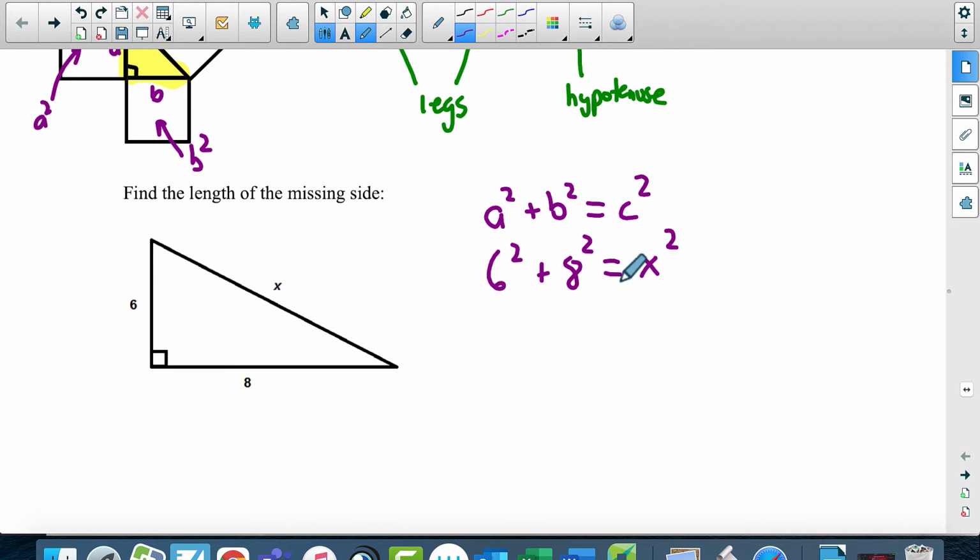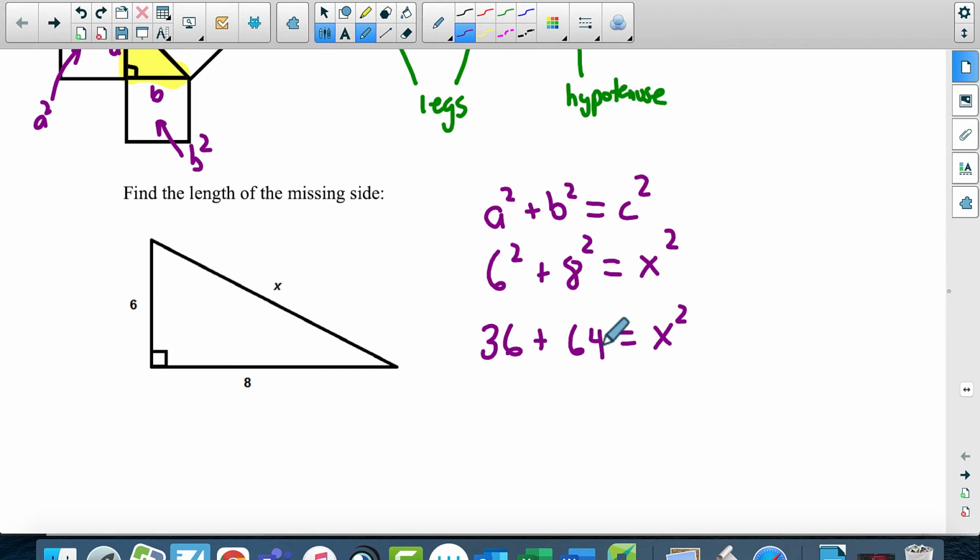All right, next step. We actually do this, 6 squared. Now don't you dare write down 12. That does not mean 6 times 2. That means 6 times 6. 6 squared is 6 times 6, which is 36. 8 squared. That means 8 times 8, and 8 times 8 is 64. Equals. Now, don't write down what that equals yet. Write down x squared, okay? You got to keep that x squared there. Good?